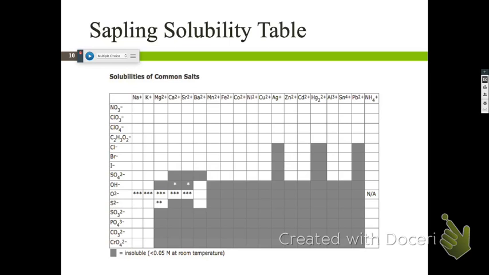What do you mean, forming an octet? Well, the negative one charges are more dissolvable than the positive ones, and then the more negative and more positive they become, the less soluble.